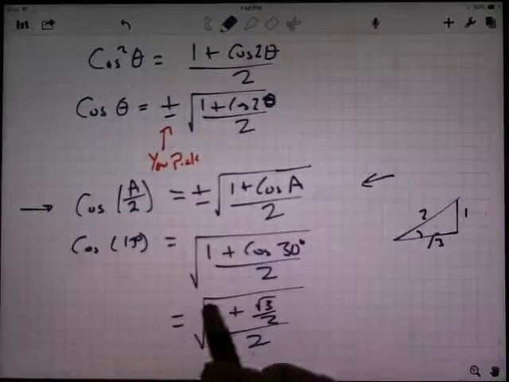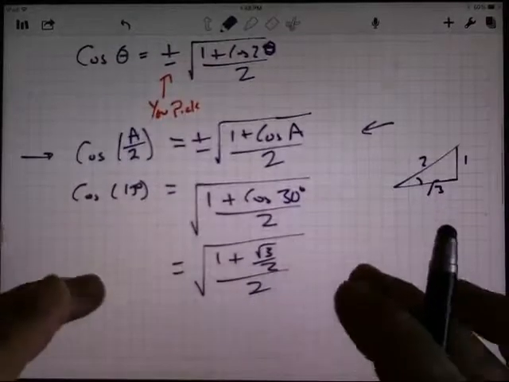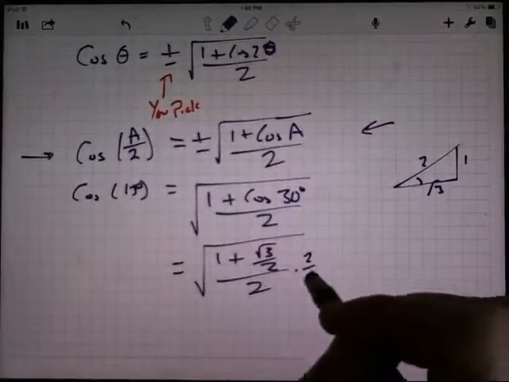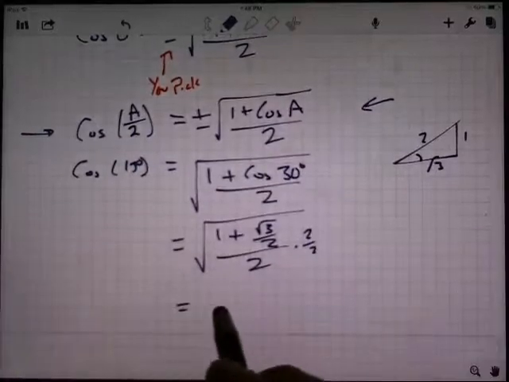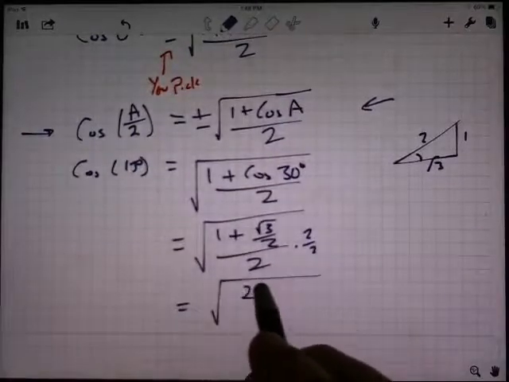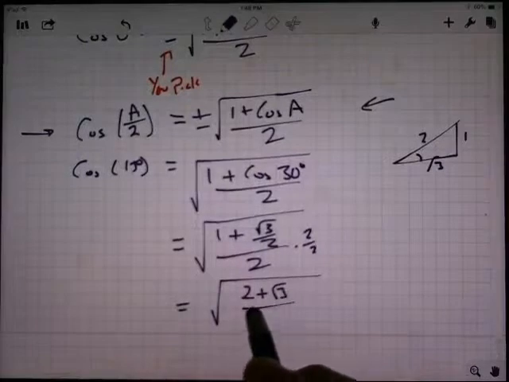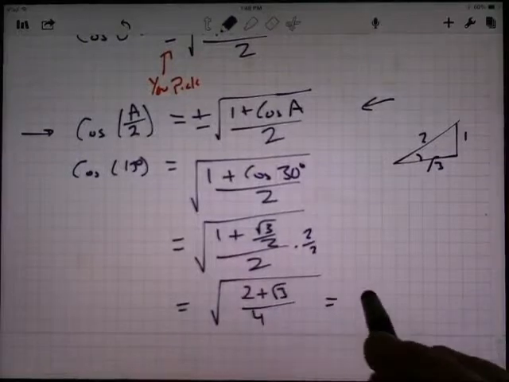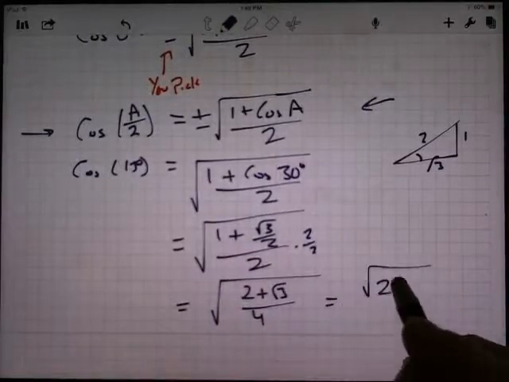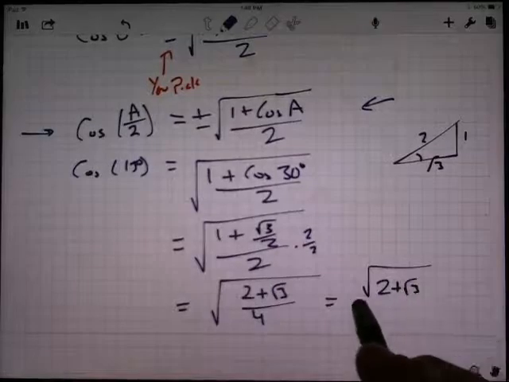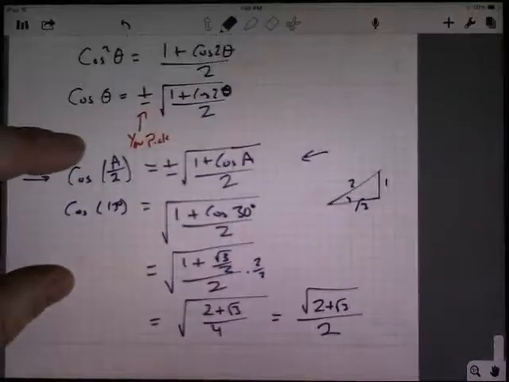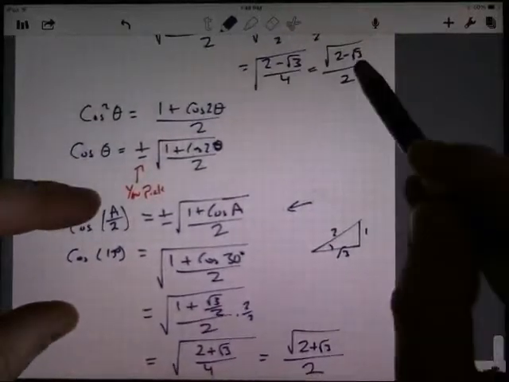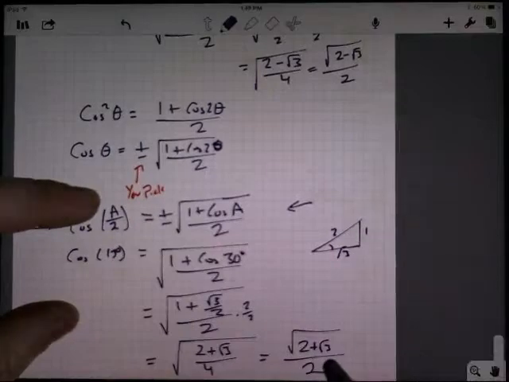The whole thing is underneath the square root, so that 2 is under the square root. I'm going to simplify this a little bit by multiplying top and bottom by that denominator. So this is the square root of 2 plus radical 3 over 4, which I could rewrite as just the numerator under the square root now, and the whole thing over 2. Right? So what was the sine of 15 degrees was that, and the cosine of 15 degrees is this.